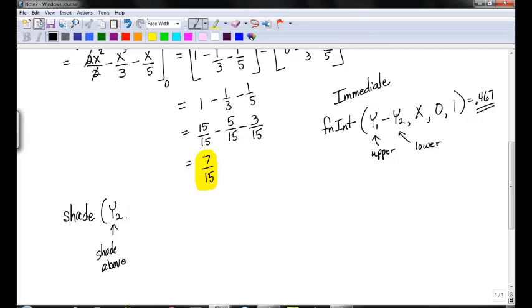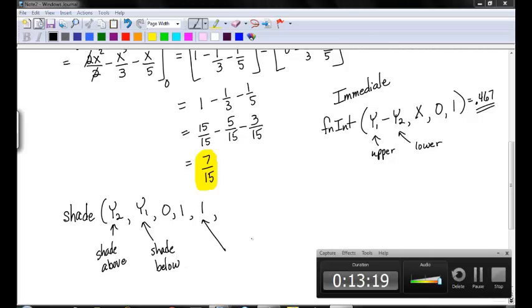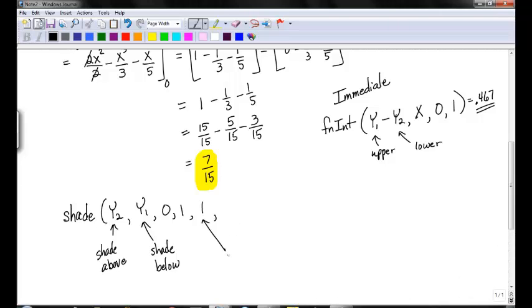So it's y sub 2, comma, and below, shade below. So the order makes a difference there. And then comma, and you're going to go from 0 to 1. And then this number can be a 1. This number can be a 1 through 4.